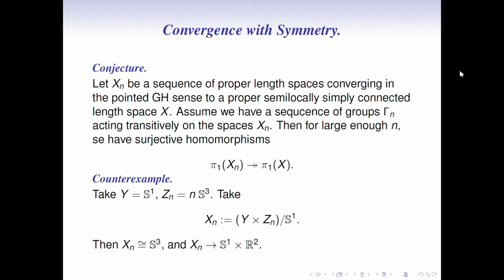However, I quickly ran into this counterexample. We take Y to be S^1 with its standard length metric, and D_n to be the three-dimensional round sphere of radius n. We define X_n to be the quotient of Y × D_n by the diagonal S^1 action. The spaces X_n are all homeomorphic to S^3, but they converge to the product S^1 × R^2. So we have a sequence of simply connected homogeneous spaces whose limit is a space with non-trivial fundamental group. Therefore, a lot of symmetry is not enough to get the lower semi-continuity of the fundamental group.